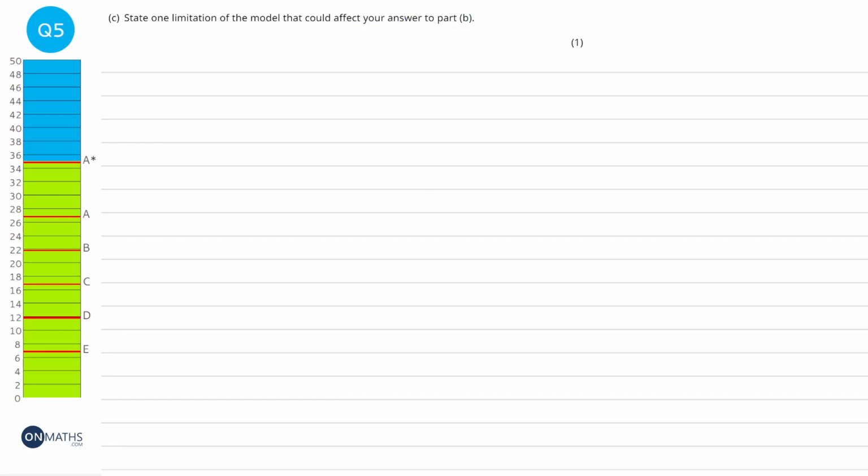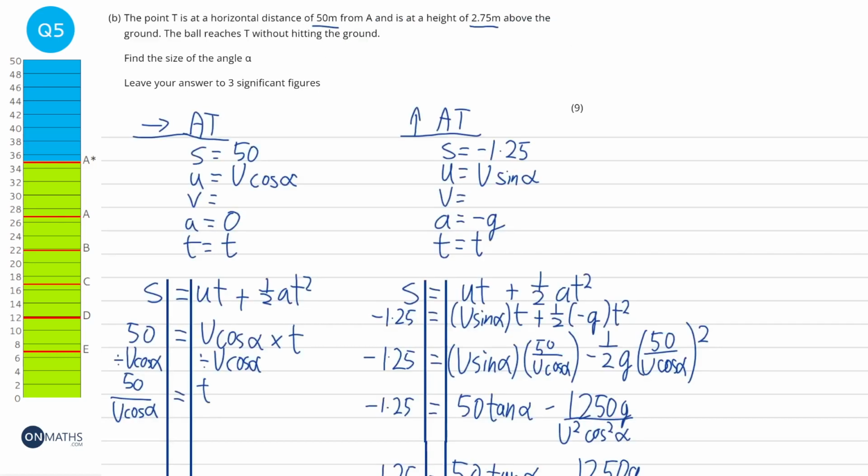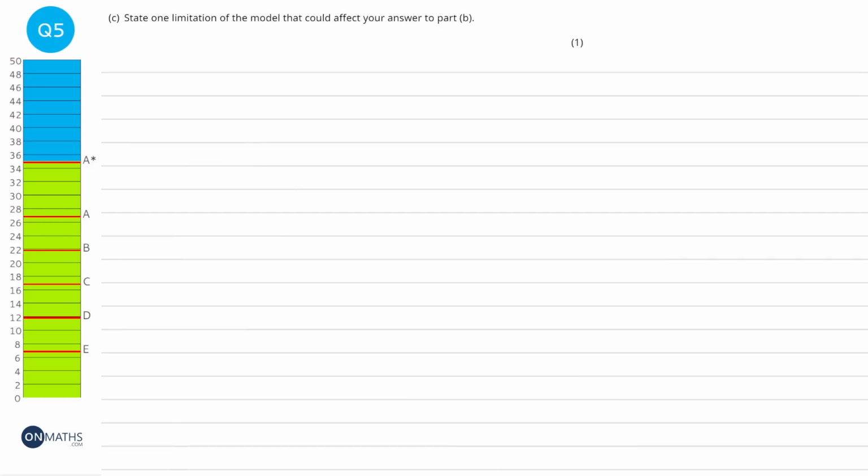When we answer the question for question B, if we go back there now, we can see that for the horizontal movement we've put the acceleration at 0, so it didn't decelerate, which it naturally would because of air resistance. So one limitation is that there is no air resistance. And that's not the only answer that you can give, but that's definitely the one that strikes me first.